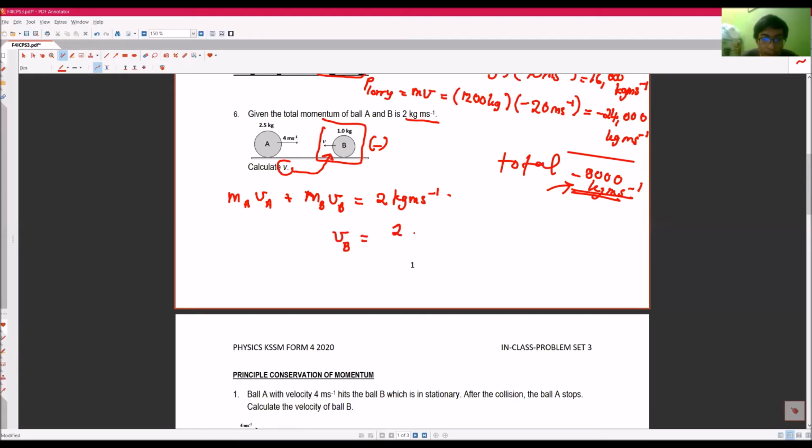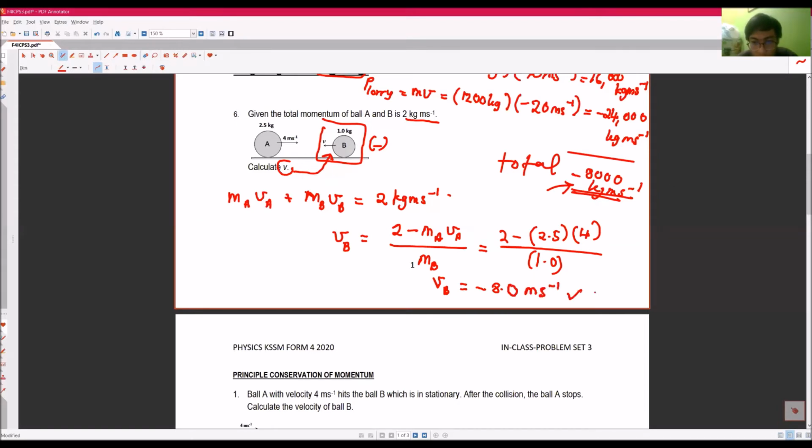So we want VB, equal to 2 minus MAVA, over MB. So 2 minus MA is 2.5, VA is 4, divided by MB, 1.0. So we will get VB negative 8.0 meters per second. So we get the answer also in the negative sign. So that means we did it correctly because ball B is moving in the opposite direction.